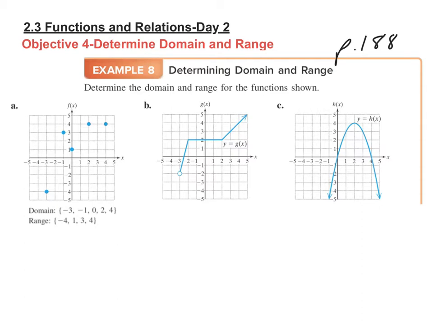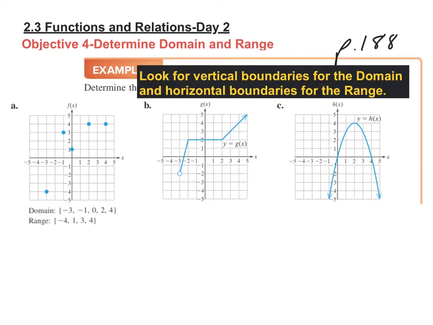When we're just naming the x and y, and we have points, and they're very specific values. It's a little trickier when we get to the next two, so I'm going to put something up here that I think will help. You're going to look for vertical boundaries, and if you think about vertical lines, they're going to hit the x-axis for the domain. And you're going to look for horizontal boundaries, because those horizontal lines will hit the y-axis for the range. So you have to look for that.